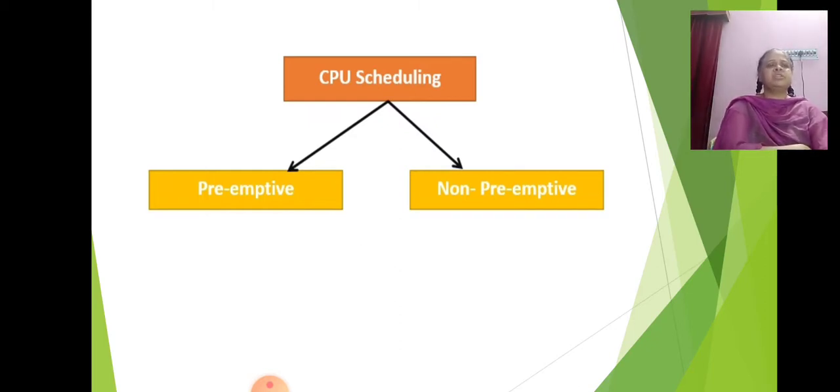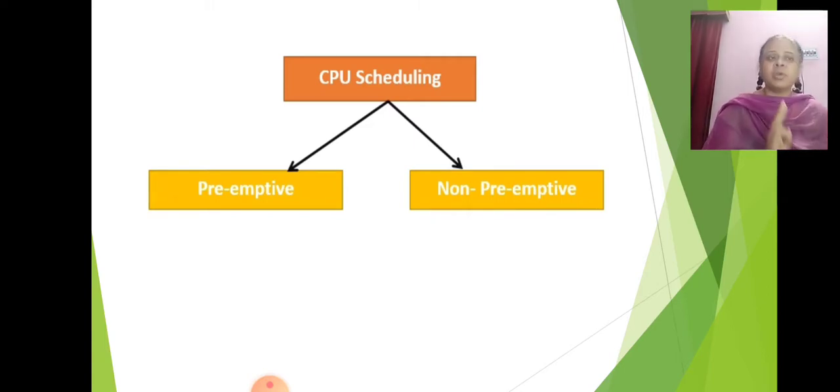Second, when a process switches from the running state to the ready state, for example, when an interrupt occurs. Third, when a process switches from the waiting state to the ready state, for example, at the completion of input output. And the fourth, when a process terminates. So these are the four circumstances when we need scheduling, or we can say when we need preemptive scheduling.